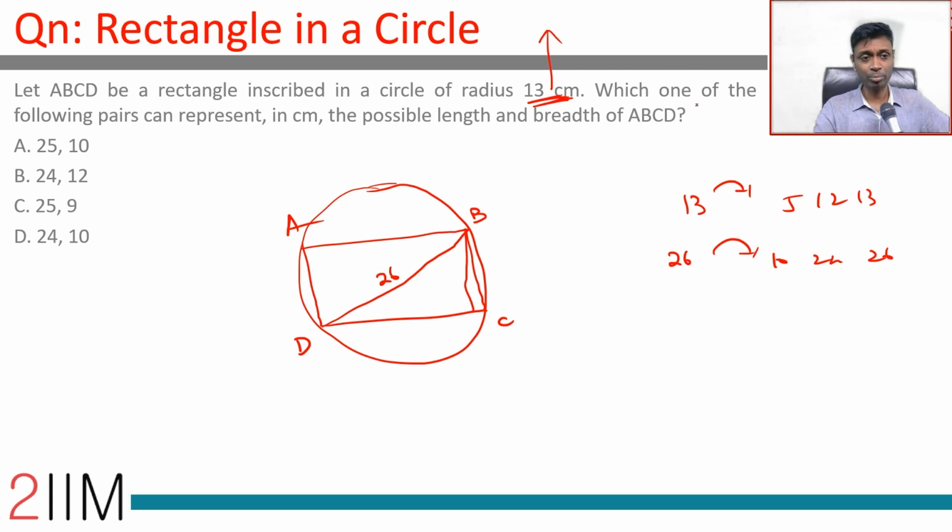Which one of the following pairs can represent in centimeters the possible length and breadth of ABCD? Could easily be 10 and 24. There are a million other possibilities, but 10 and 24 definitely works. If that's sitting in the choices, I'm marking that, and as luck would have it, that is there. The moment you see a 13 or a 26 or a 3, 4, 5 triplet or 8, 15, 17 sitting somewhere there, your eyes need to go up. You need to be thrilled by seeing that and chase the Pythagorean triplet.